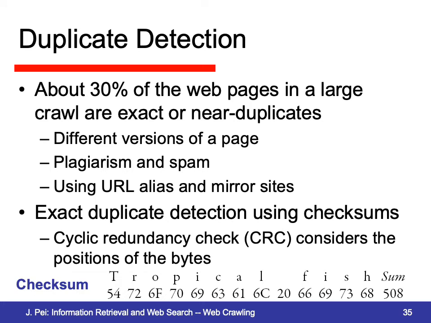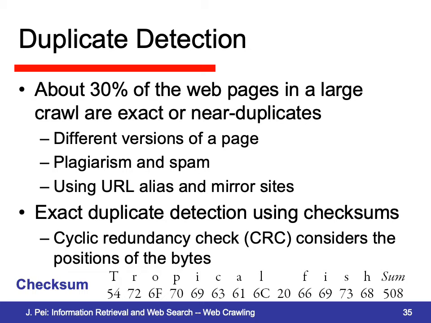In storing the web pages, one big challenge is that we have to detect the duplicates. Because we know one page may be crawled multiple times by different crawlers if they are not well synchronized. More importantly, the same page may appear on different web servers using different URLs. Indeed, there are statistics showing that about 30% of the web pages in a large crawl are exact or near duplicates.